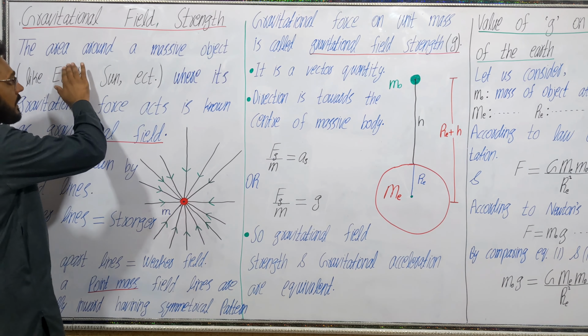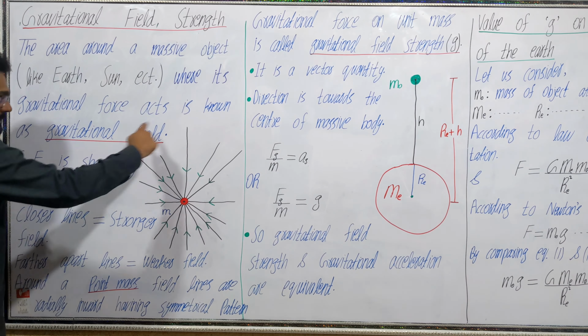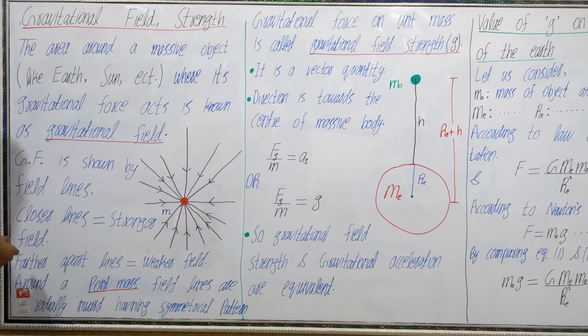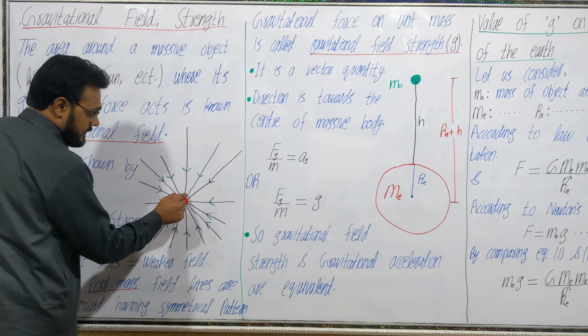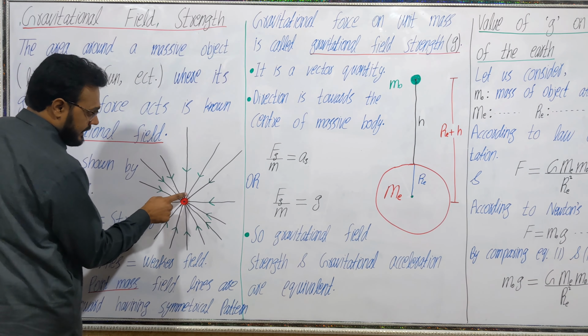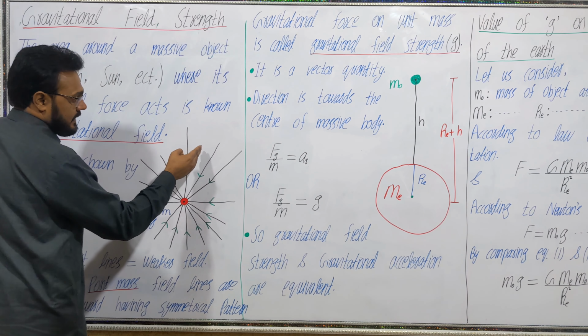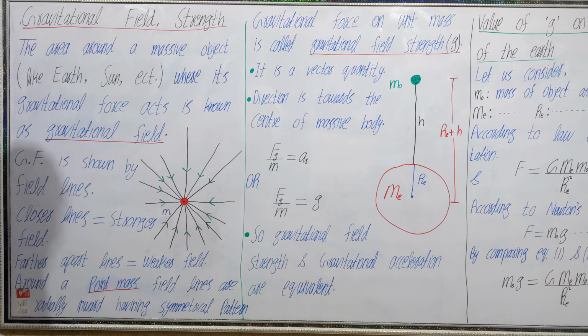Let's consider this center part represents earth, and these lines are the gravitational field lines. So gravitational field is shown by field lines. Closer lines, stronger field. Here the lines are closer, the field is stronger here. Here lines are further apart, weaker field.